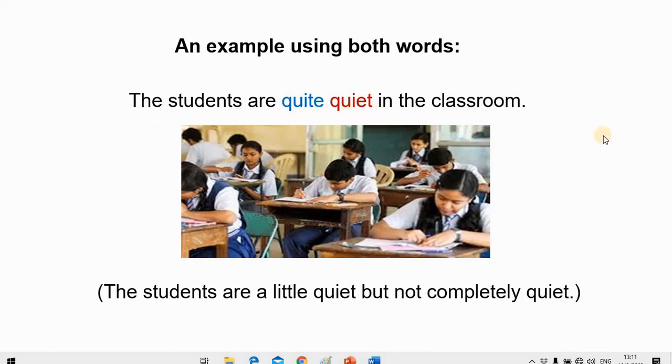Can you hear the difference? Quite, quiet. And this means that the students are a little quiet, but not completely quiet. Okay? So the students are a little quiet, but not completely quiet. Alright? So here, we are describing the level of the activity of the students inside the classroom.